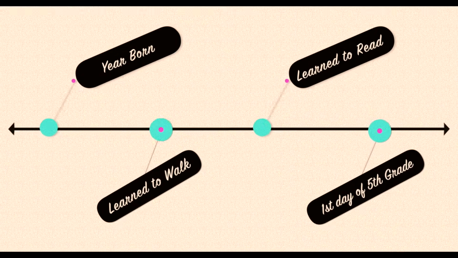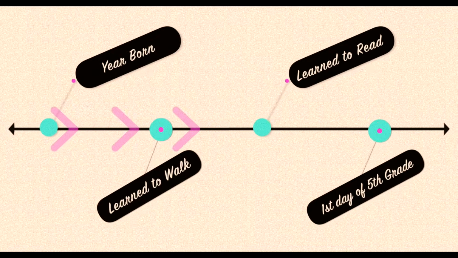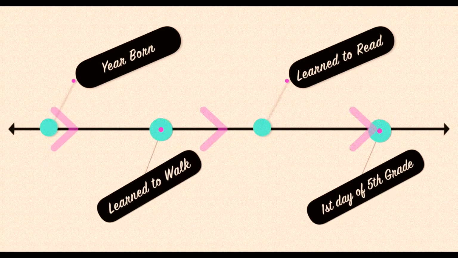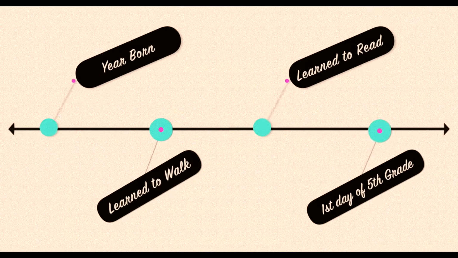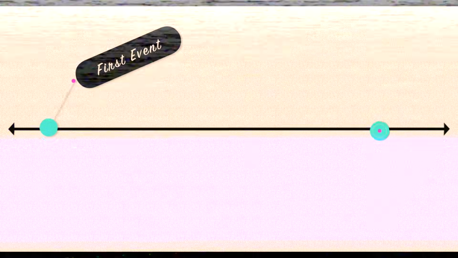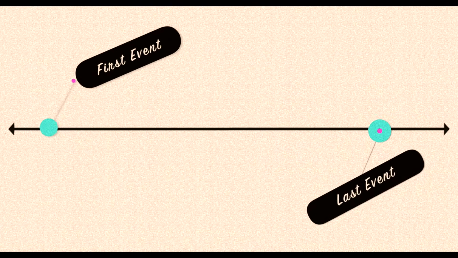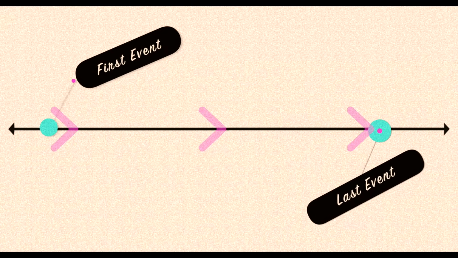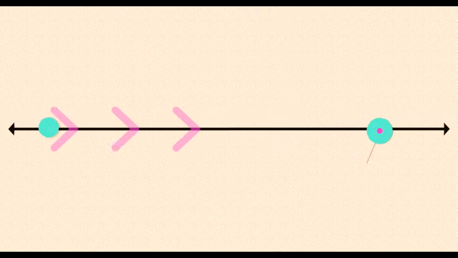Notice all of these events are on a timeline from the event furthest in the past to the event closest to the present. We call this chronological order. Chronological order is a way of arranging events from what happened first to what happened last. Events on a timeline are always read in chronological order from left to right.